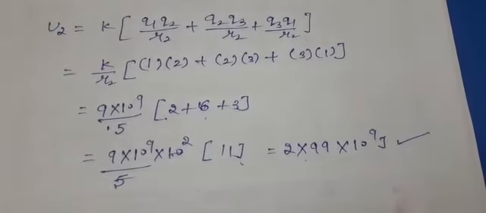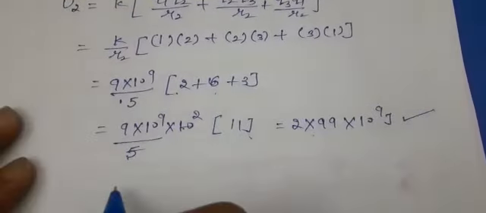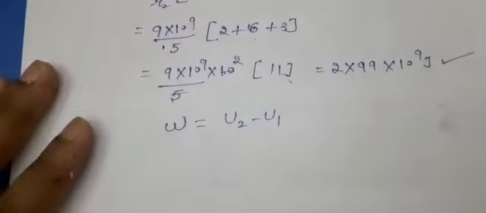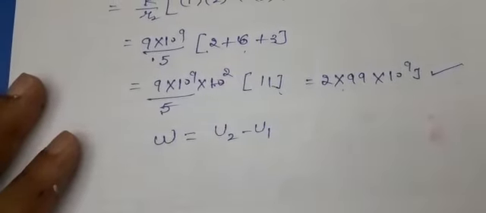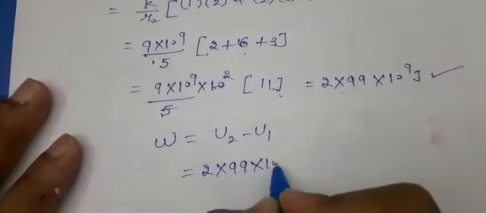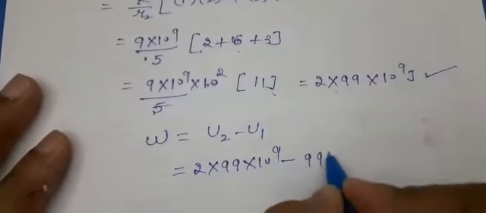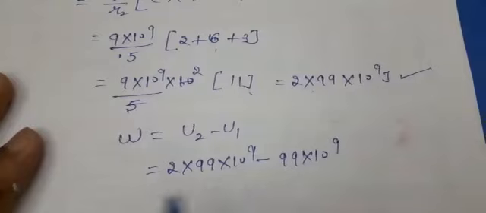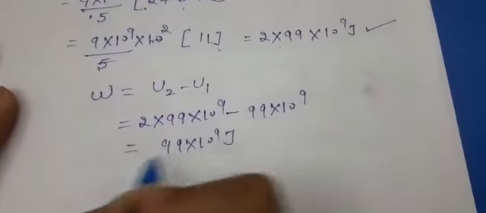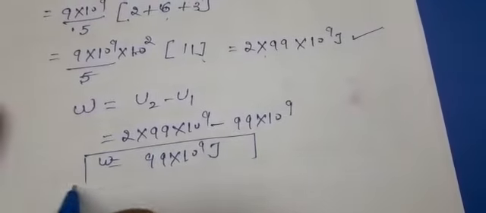It means work done will be equal to final potential energy minus initial potential energy. So it will be 2 into 99 into 10 to the power 9 minus 99 into 10 to the power 9. That comes out to be this one. So this is your calculation, how to proceed.